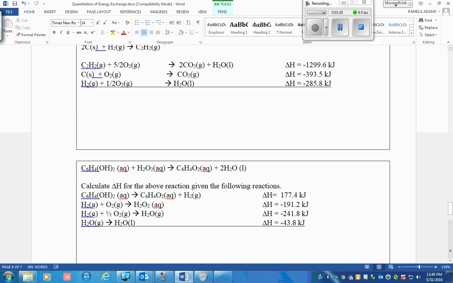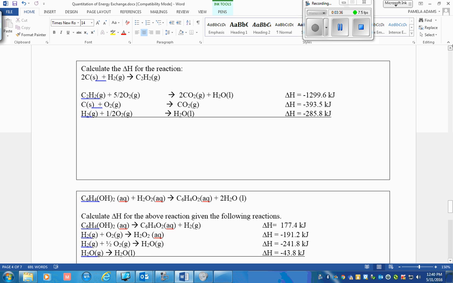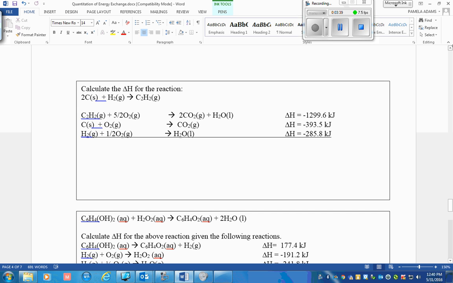Let's take a look at this one. It looks a little more challenging. So here I have 3 elementary reactions, and I need to manipulate them until they add up to my target reaction, and this is my target reaction.